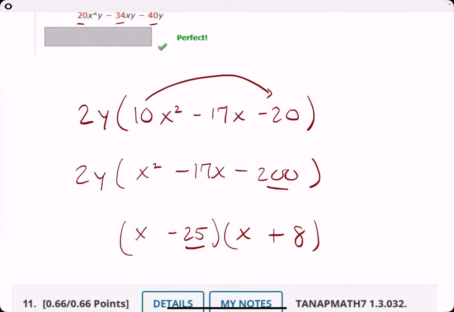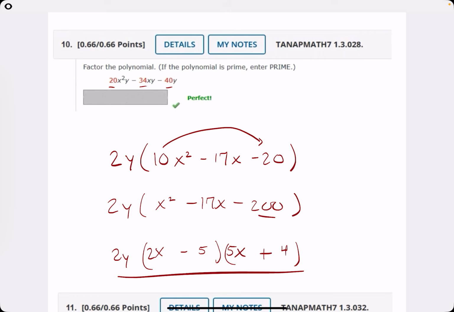So then you would divide both those by 10, basically. And you'd get 5 over 2 once you simplify, and then 4 over 5 once you simplify. And then you'd move those to the front. So it'd be 2x minus 5 and 5x plus 4. So I think those would be your answers.